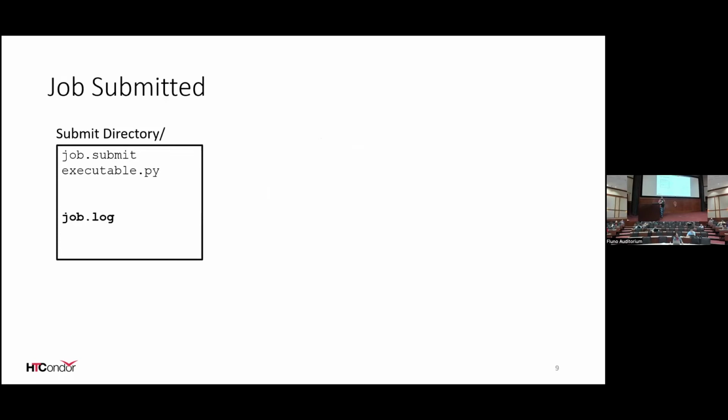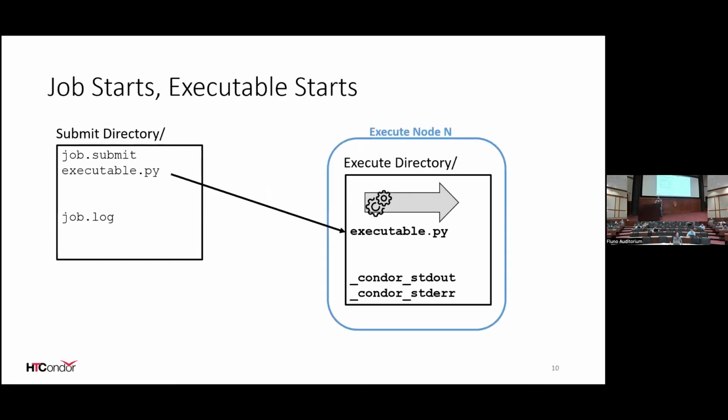I'm going to go over, just to give people an idea, the file exchange: what happens on which machines, and which files are created when. So you submit the job from job.submit, which is a nice generic name. Executable.py is the executable you're running. It creates the job.log file for you right away. Eventually it gets scheduled, and we do file transfer over to execute node N. Notice that for later.